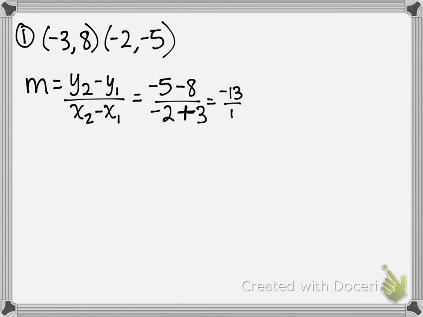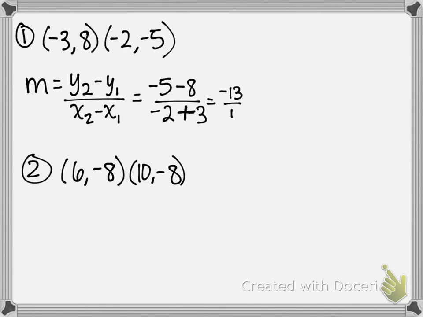Okay, number 2. Our points were (6, -8) and (10, -8). So when we find our slope, what do you want to plug in for y2? -8 minus -8. On the denominator, 10 minus 6. My numerator is 0 over 4. It doesn't really matter what it's over, though, because 0 over anything is 0. Undefined. 0. Undefined.